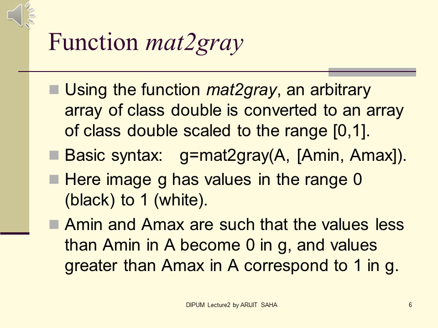Using the function mat2gray, an arbitrary array of class double is converted to an array of class double scaled to the range of 0 and 1. What is the basic syntax? The basic syntax is simple: G = mat2gray(A, min, max). Here, image G has values in the range of 0, that is black, to 1, that is white. Min and max are such that the values less than min in A become 0 in G, and values greater than max in A correspond to 1 in G.